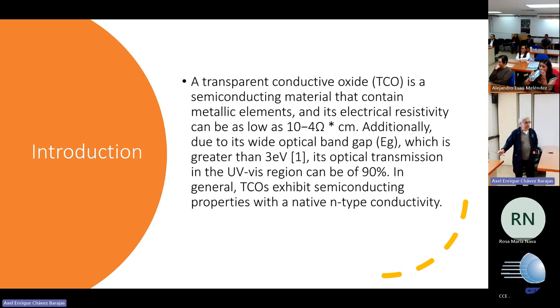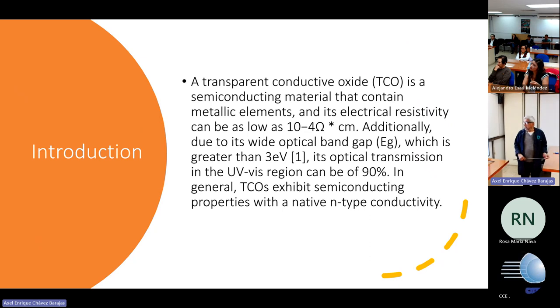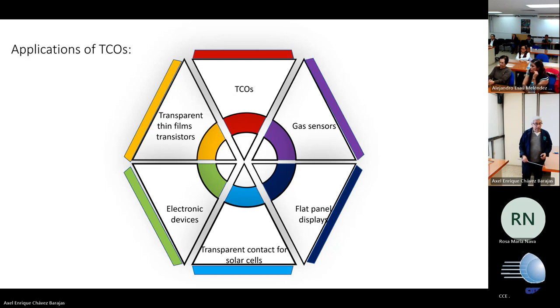As was mentioned, TCO requires the presence of both high conductivity and high transparency simultaneously for TCO applications. These are some of the applications for TCO films: transistors, electronic devices, as transparent contact for solar cells and flat panel displays. This is widely applied because of the high conductivity of TCOs.